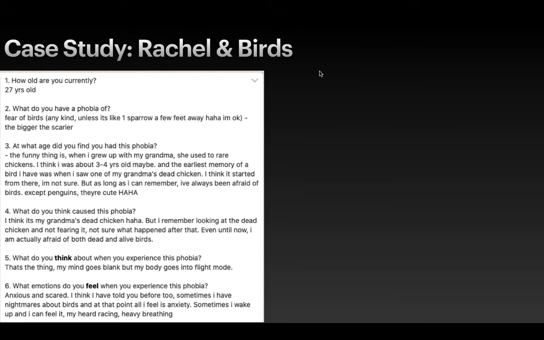Okay, interesting. I asked her, what do you think caused this phobia? I think it's my grandmother's dead chicken, haha. But I remember looking at the dead chicken and not fearing it. Not sure what happened after that. Even until now, I am actually afraid of both dead and alive birds. Now, this is interesting, right? She remembers specifically the dead chicken that the grandmother had. And later in our video, we're going to cover something interesting that's going to relate back to this.